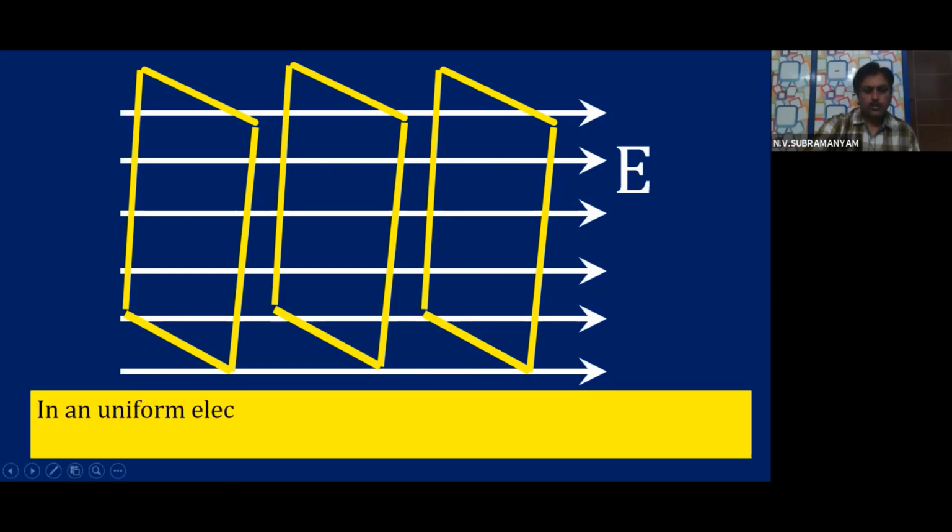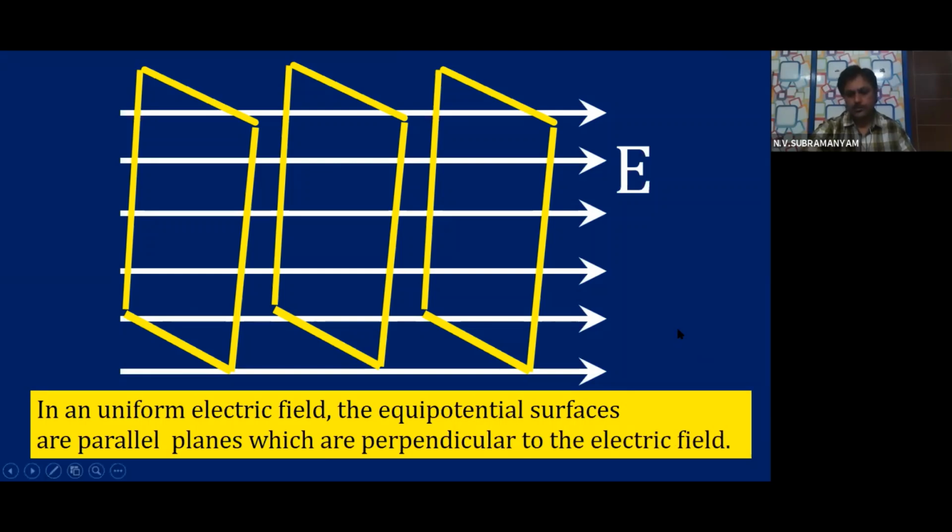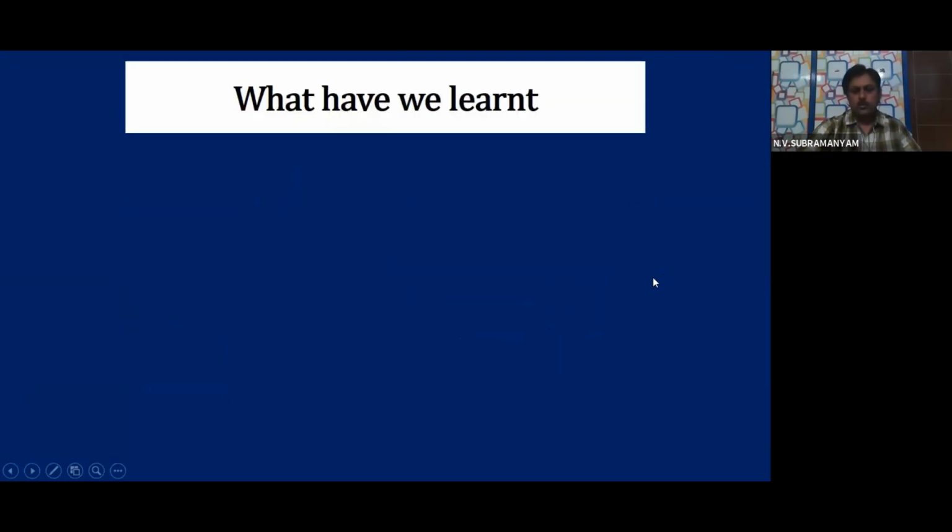In a uniform electric field, the equipotential surfaces are parallel planes which are perpendicular to the field direction. Okay, electric field direction, parallel planes, one by one. So that brings me to the concluding part.